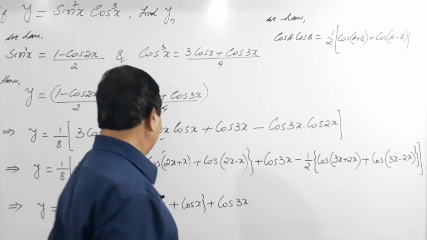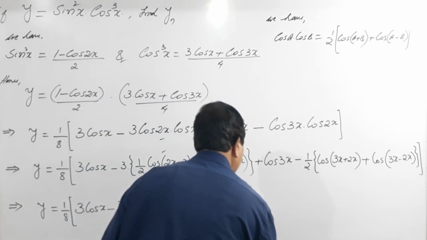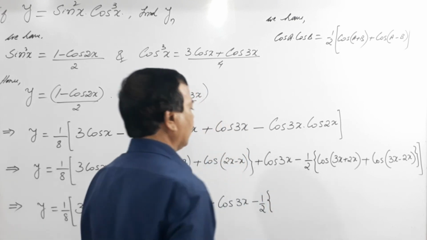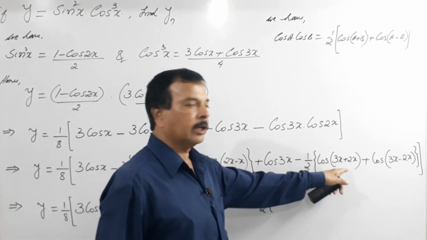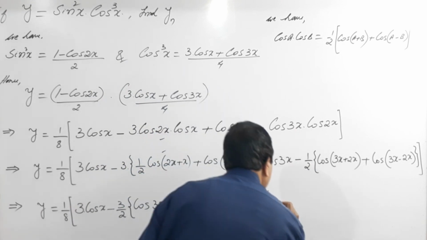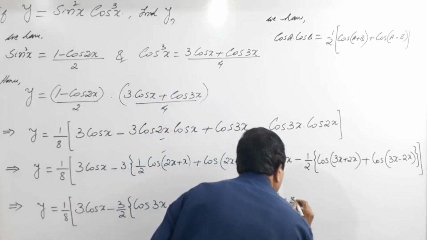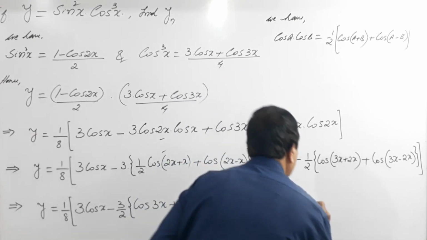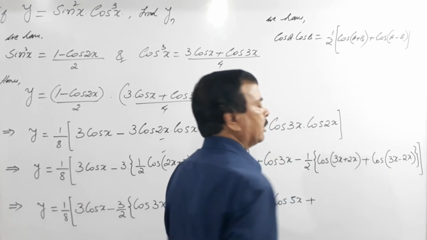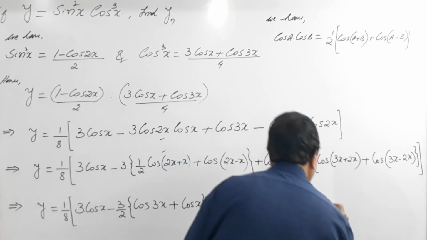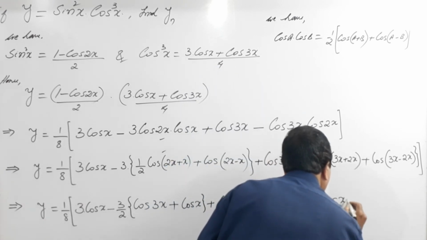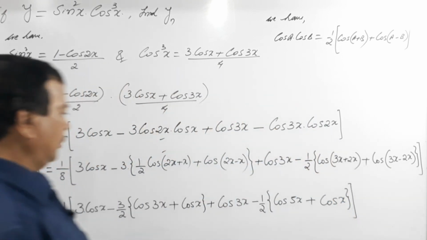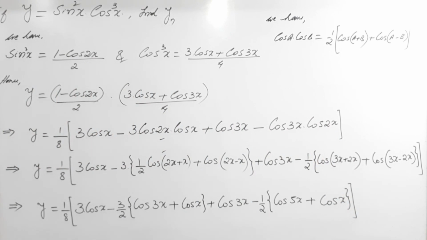Now we use here again. So what I'll do? Minus half, I take that common. This will be cos of 3x plus 2x, that is cos 5x, plus cos 3x minus 2x, that is cos x. Cos x. This part is over.